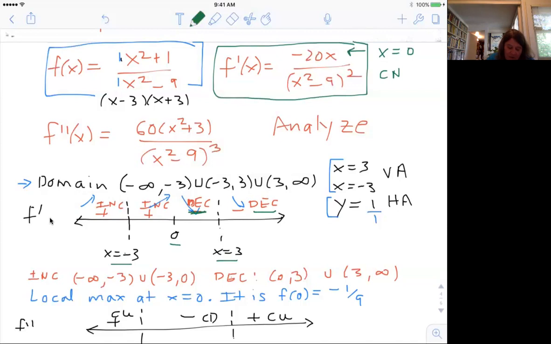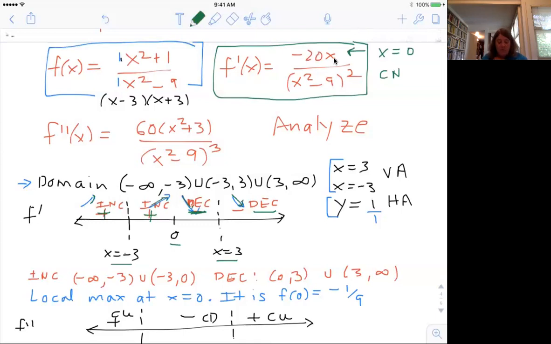Between minus 3 and 0, say at minus 1, if I plug minus 1 into the first derivative, minus 20 times minus 1 will be positive over something that's always positive. So that'll be positive. And finally, to the left of minus 3, if I plug in minus 4 to the first derivative, I'll get something squared, which is always positive, and minus 20 times minus 4 is positive. So I get positives there. Where I get positives, it's increasing, so going up, or where I get negatives, going down.